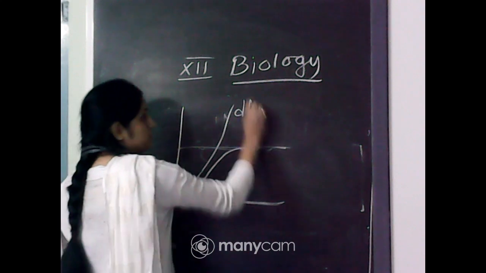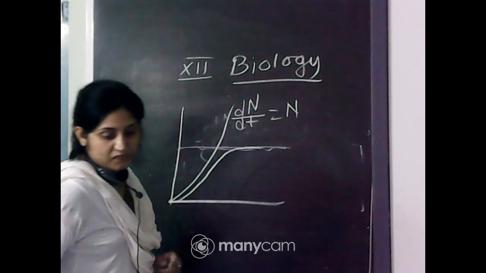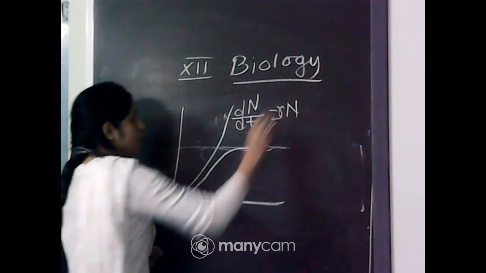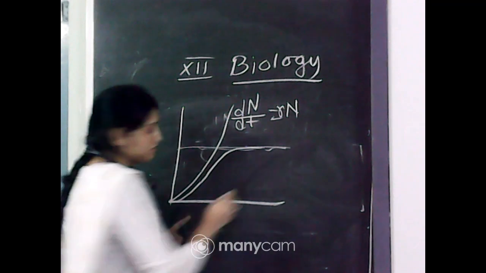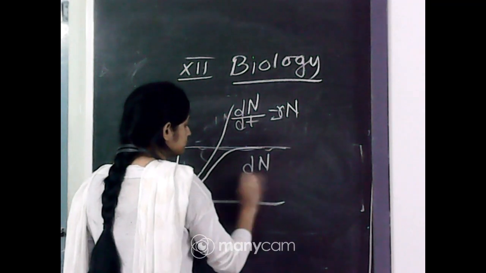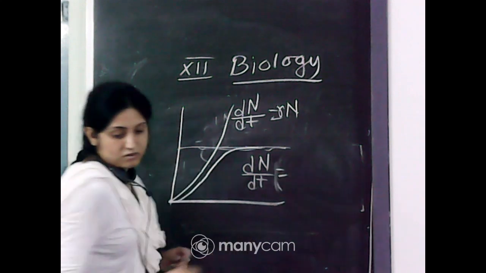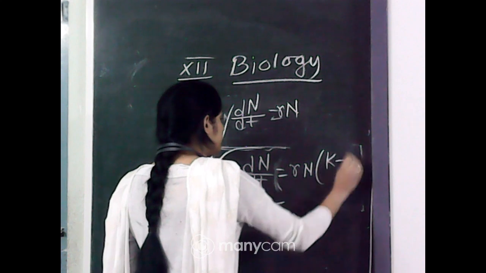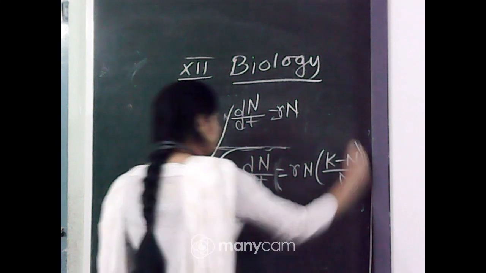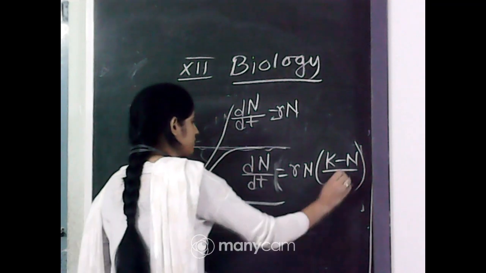That is dN/dt equal to rN, and there is dN/dt equal to rN (K minus N) by K. Okay, this is the population growth. K, sorry.